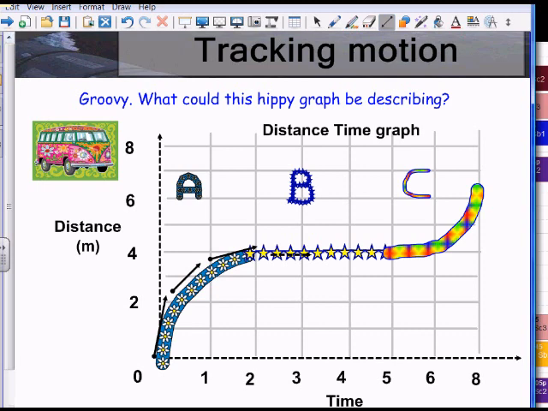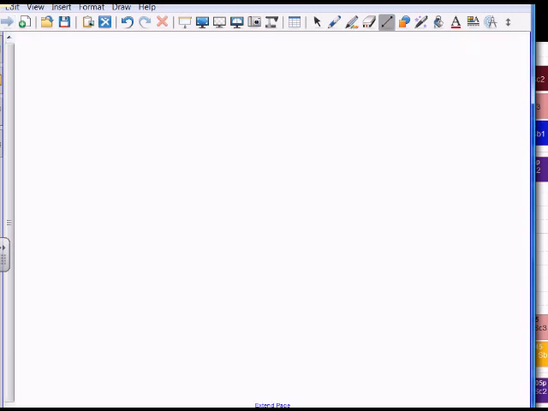would be a gradual acceleration. And that is about it. That's sketching a graph.